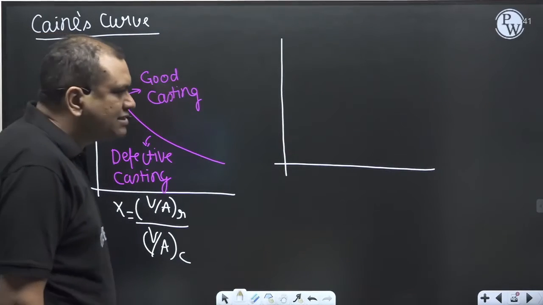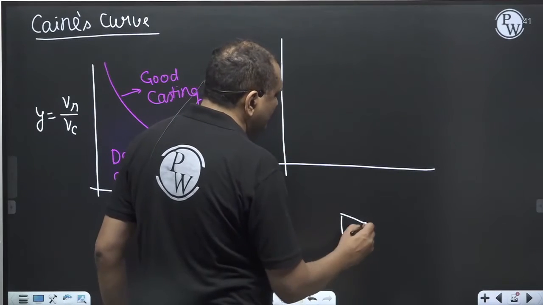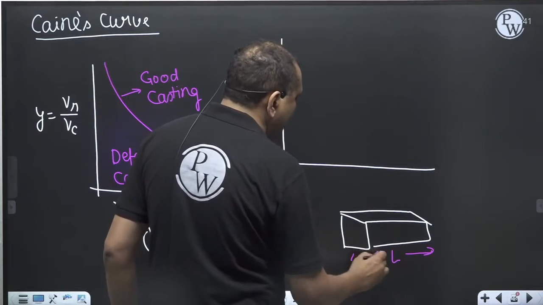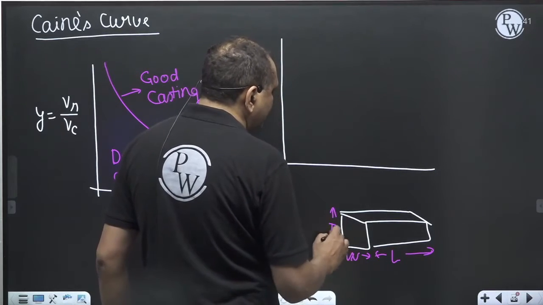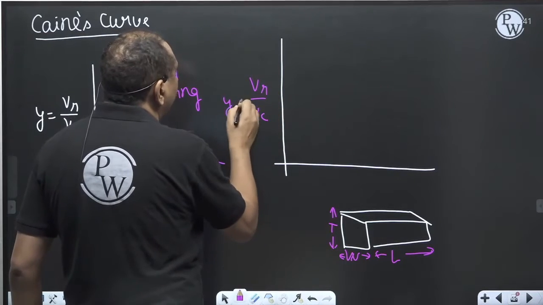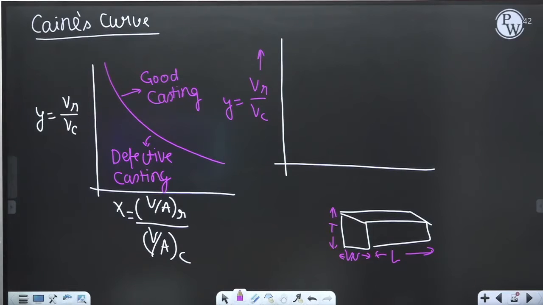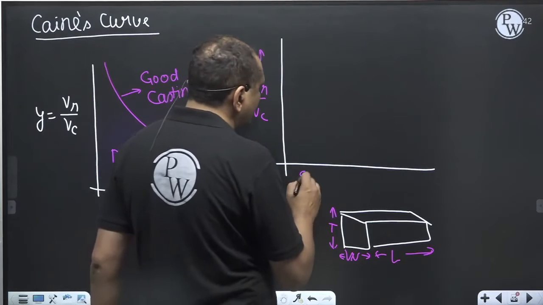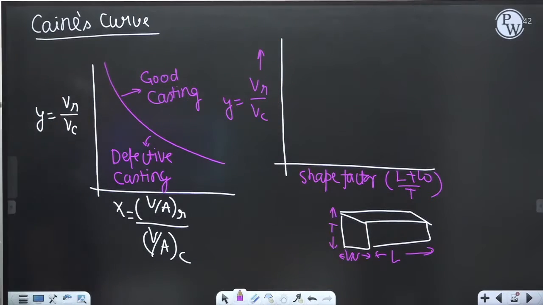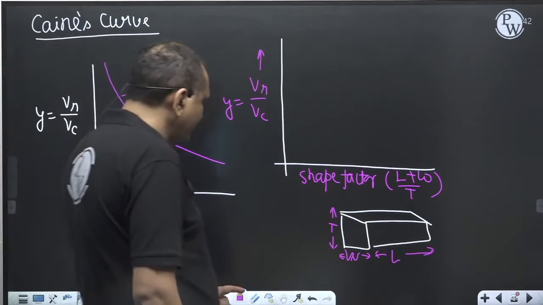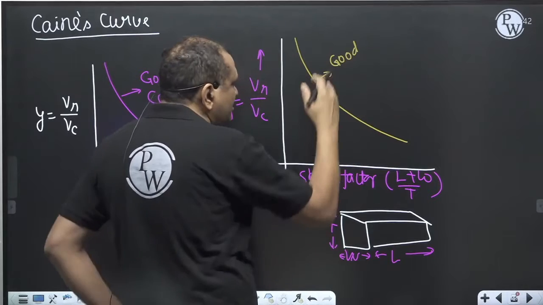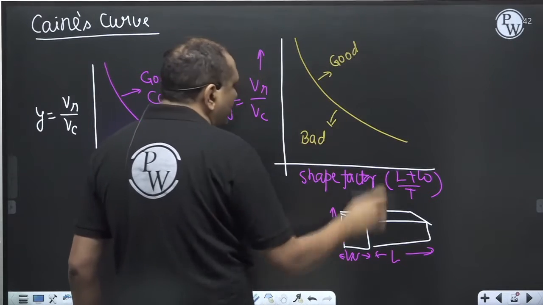Suppose my product is a rectangular bar, with L, W, T. So here it is VR by VC. There is no change here. And the X axis becomes shape factor. It is L plus W divided by T. And the shape is also a rectangular hyperbola. These products will be good. And on this side, riser design should be such that we are on this side. And here the products will be bad, or you can say defective.